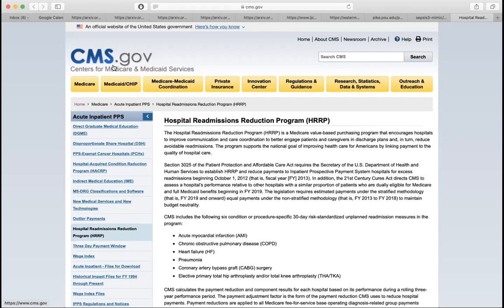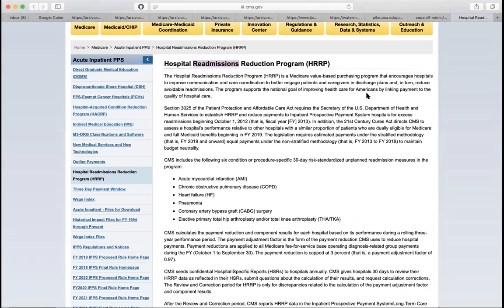As I said, CMS is very interested in how to decrease expenditures, and one of the plans or ideas that was implemented is called the Hospital Readmissions Reduction Program. This is exactly what it says: to reduce hospital readmissions, and that's it. There's also something called the value-based purchasing program.